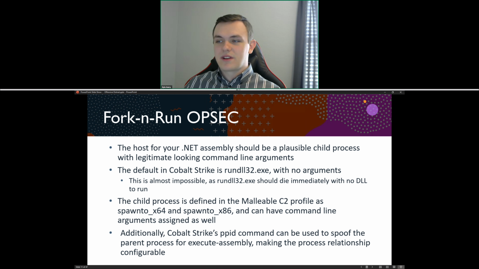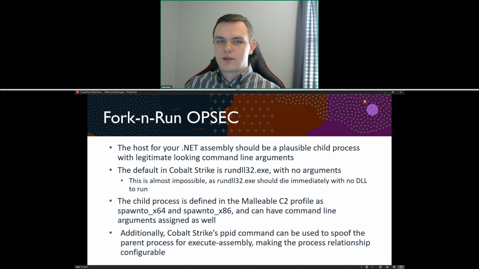And rundll32 is also just not a child process of everything. So if you have some process that your beacon is living in that wouldn't have rundll32 as a child, that's also going to be pretty suspicious. Luckily, you can define this child process in your malleable C2 profile. You've got spawnto_x64 and spawnto_x86 that will define for each architecture which process to spawn. And if you give it quotes, you can actually provide full command line arguments as well. You can change this at runtime as well.